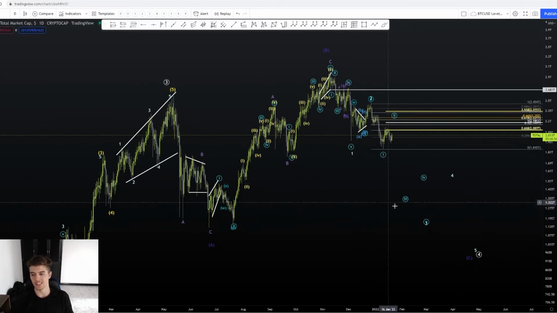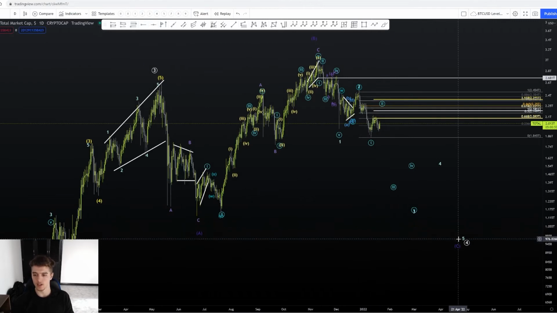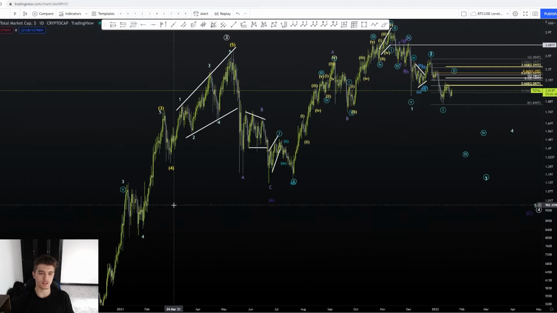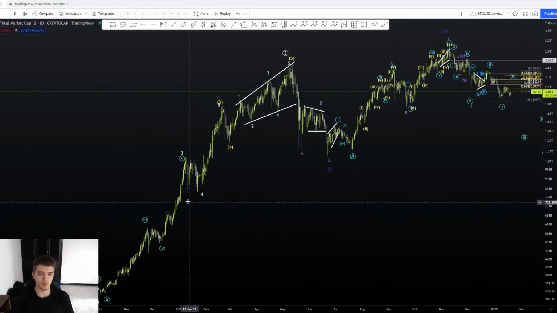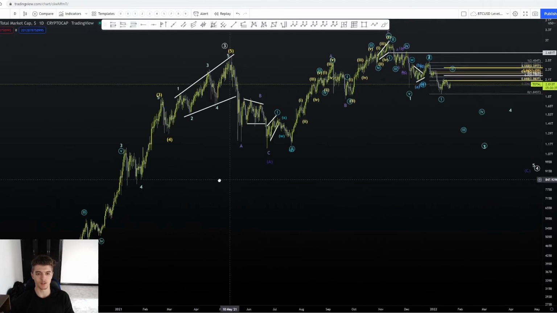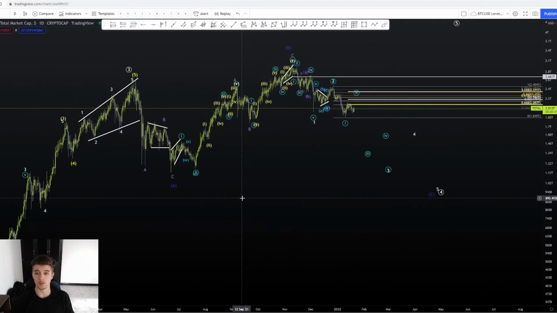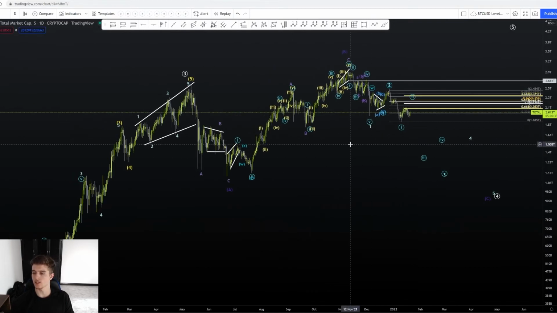So in the next few weeks, few months, then we could expect, if the flat count is correct, us to come somewhere down here, somewhere down here to this order block right here, between this minor third and minor fourth wave. That's at least what I'm going to expect if this is an expanded flat. But yeah, let's just move on to the other counts that I want to show you guys.